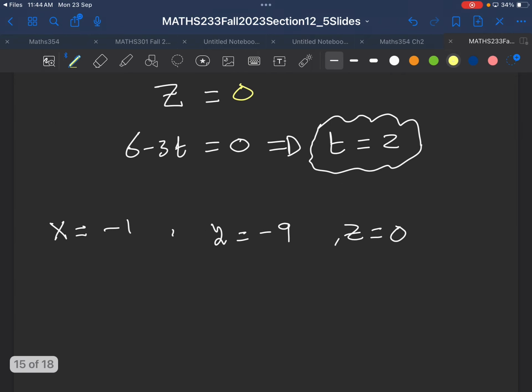So it will be just negative 1, negative 9. And of course, it's always a good practice to write it as a point. So as a point, it would be negative 1, negative 9, 0. So at this point, the line will intersect with the XY plane. Do you need me to do the other coordinates, or you know what to do? You know what to do for the other coordinate planes?